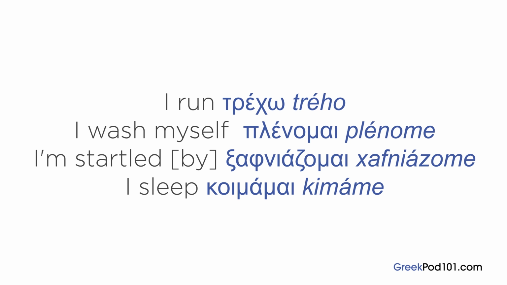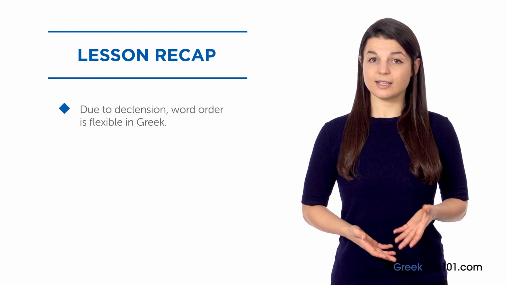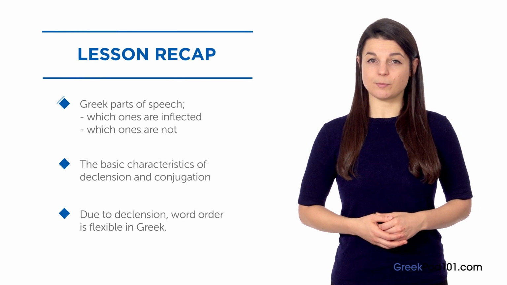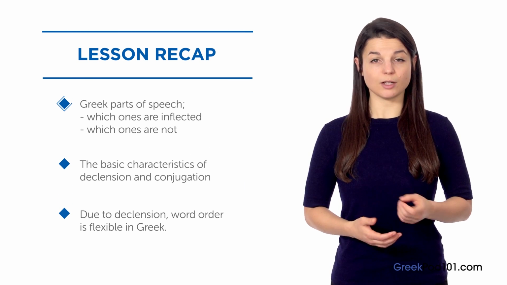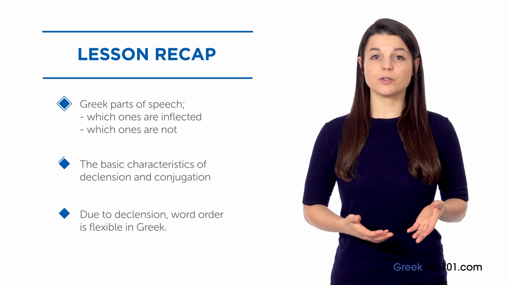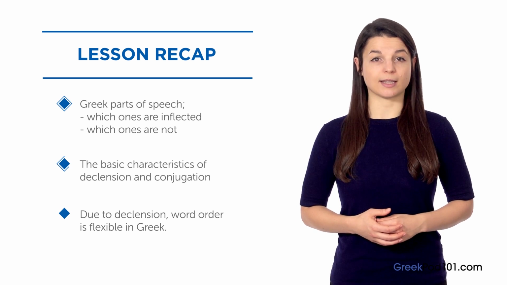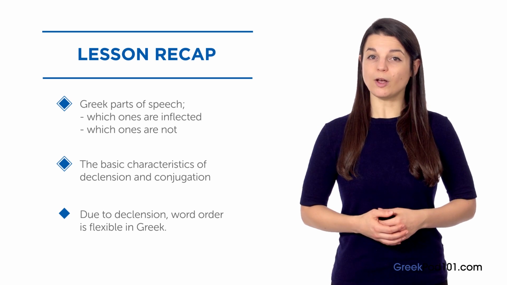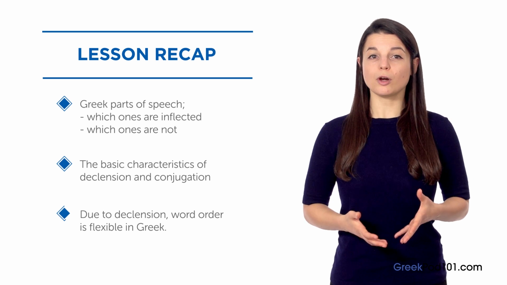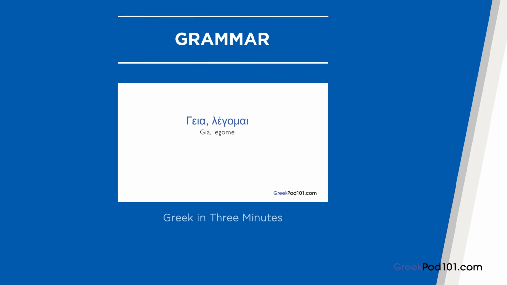Now, let's wrap up this lesson by recapping what we've learned. In this lesson, you learned the Greek parts of speech as well as which ones are inflected and which ones are not. We introduced you to the basic characteristics of declension and conjugation. You also learned that due to declension, word order is flexible in Greek. We've covered only the very basics of Greek grammar.